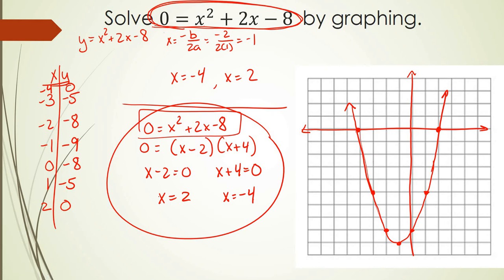All right, let's look at a couple more things about zeros. You notice that there are two solutions to this parabola, two x values that make it equal 0.